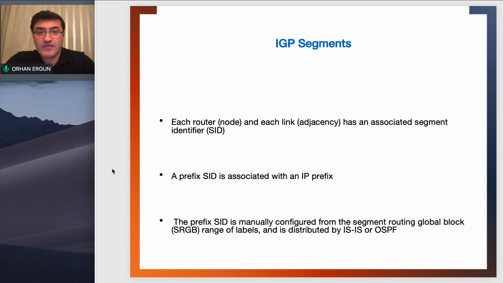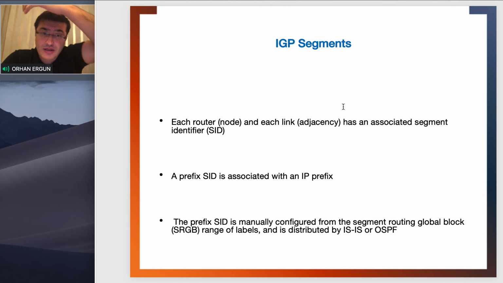Okay. So each router (node, intermediate system, IS), and each link (link, circuit, adjacency, we use these interchangeably), has an associated segment ID. So either node, and you can use it per interface also, or you don't have to. Adjacency SID is not a must, by the way. You need to assign a node SID, but you don't have to assign an adjacency SID.